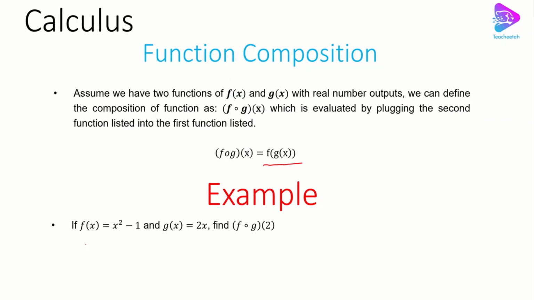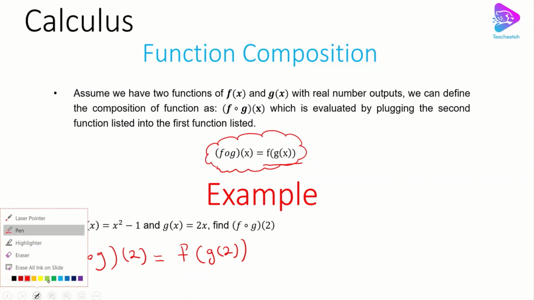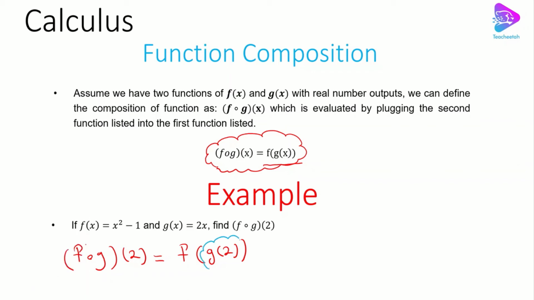So here, we have to use the definition that we already saw for f of g of x. Therefore, we can say f of g of 2 is basically equal to f(g(2)), which means that first we have to calculate g of 2, and then once we have the answer for g of 2, we plug it in here and we can find f of g of 2.